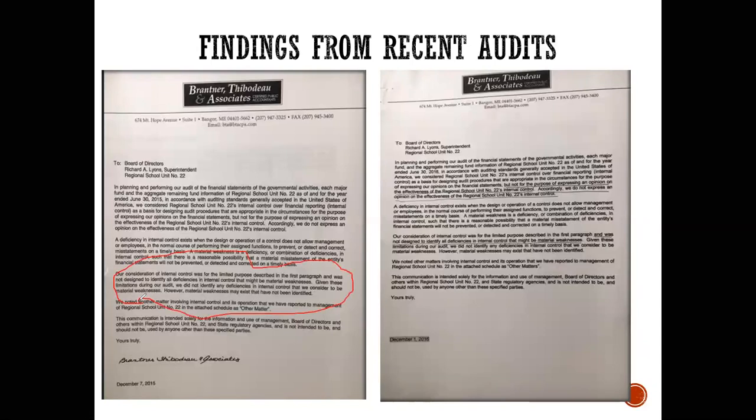Given the limitations during the audit, we did not identify deficiency in internal control. However, material weaknesses may exist that have not been identified. Once again, over here, you see our consideration of the internal control was for a limited purpose, described in the first paragraph, and was not designed to identify all deficiencies in internal control that might be material weaknesses.